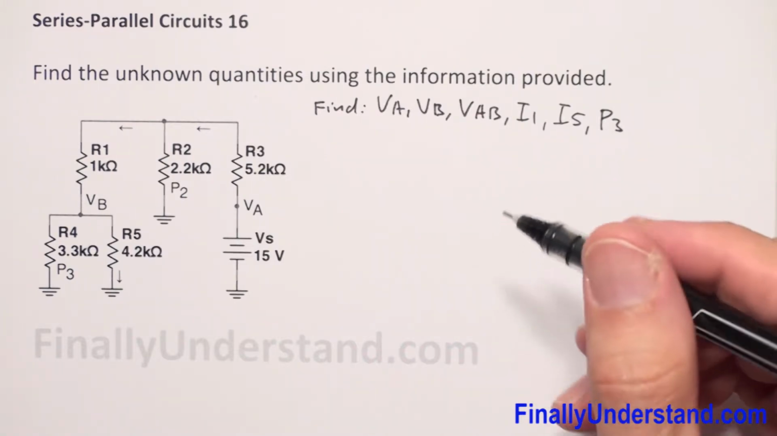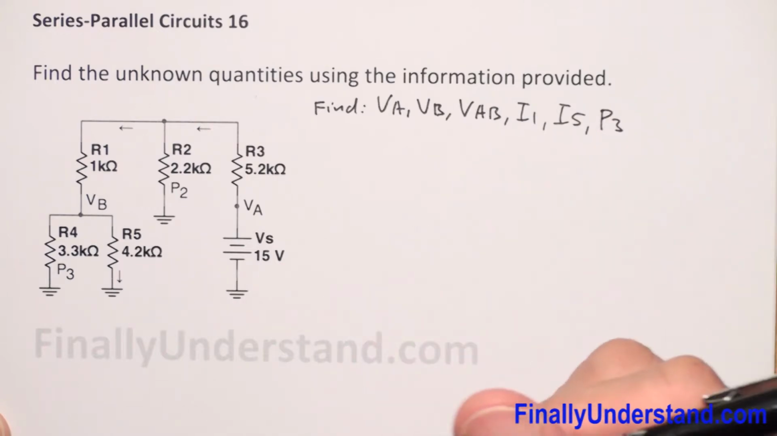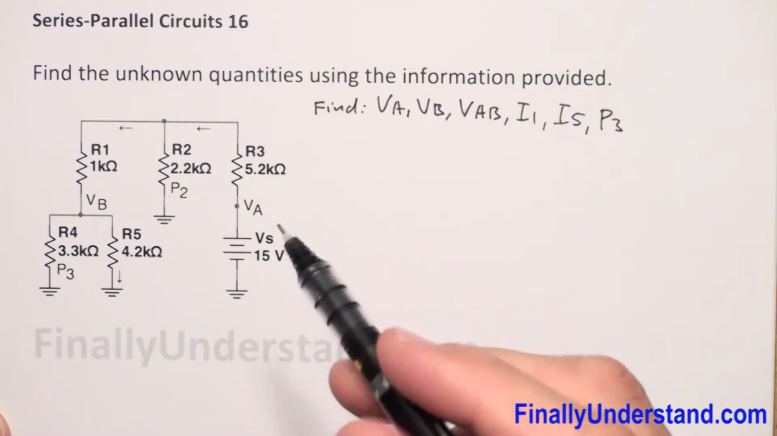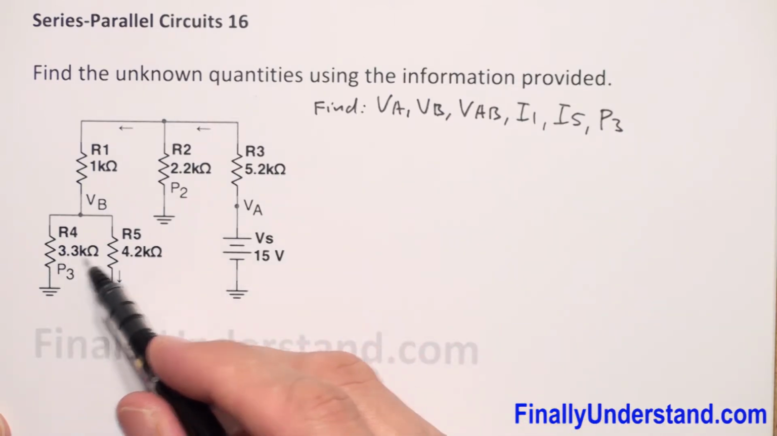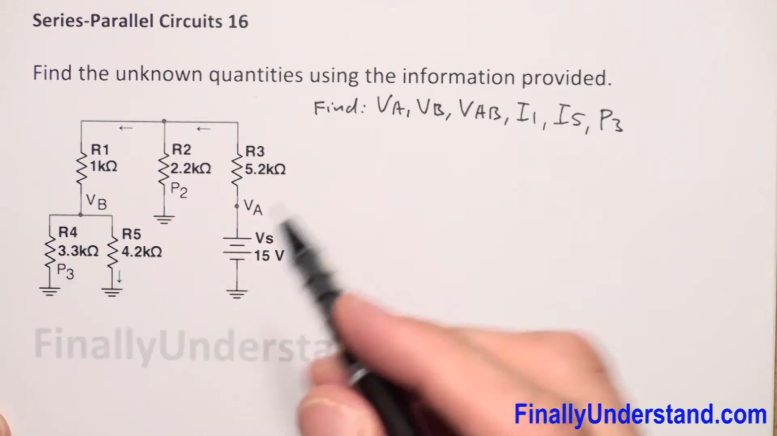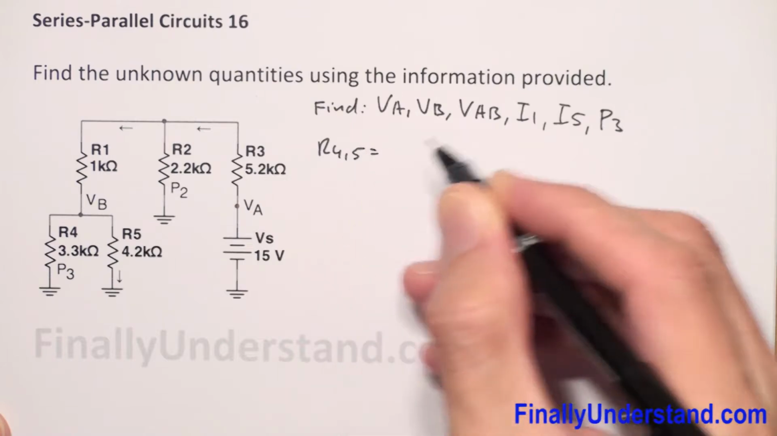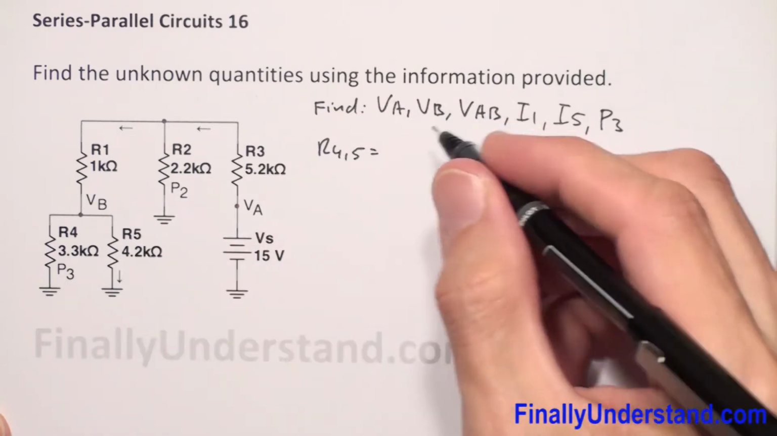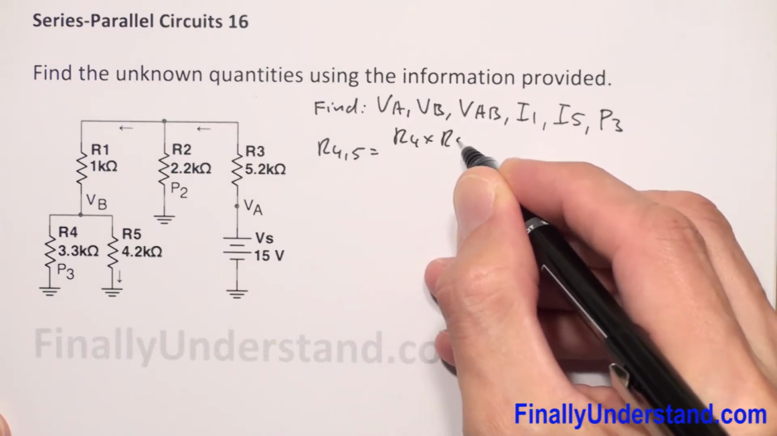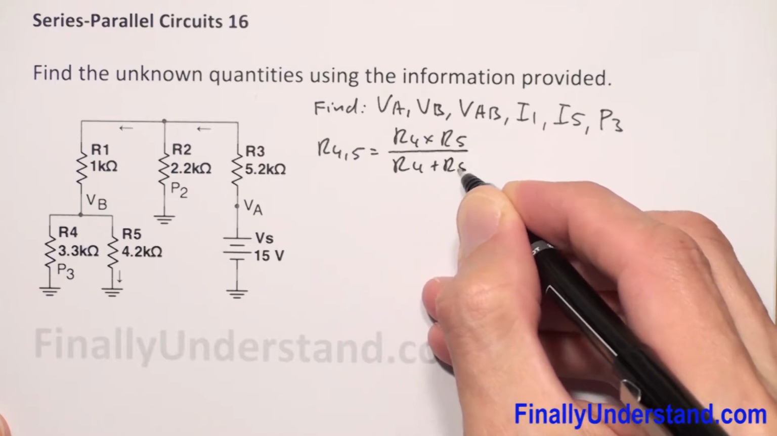So how am I supposed to solve this problem? I'm going to solve this problem by first finding the total resistance. In order to find the total resistance, I'm going to first find the equivalent resistance for these two resistors. So we have R45 is equal, because I have just two resistors, I'm going to use product over the sum: R4 times R5 over R4 plus R5.